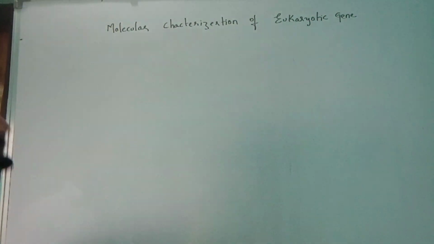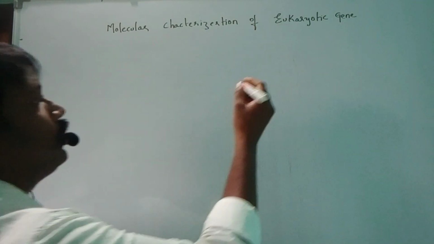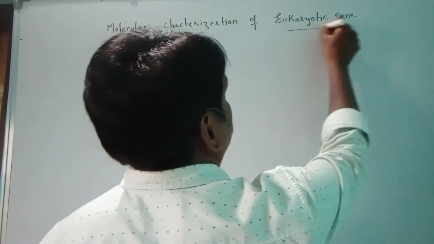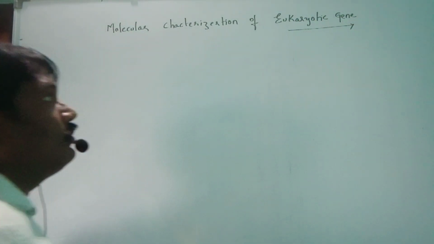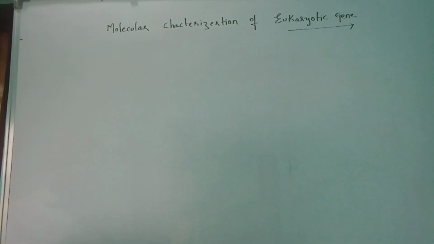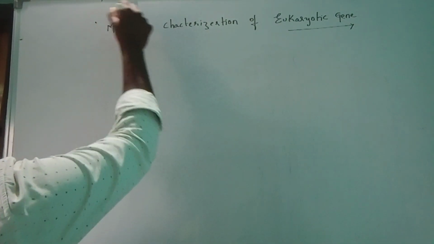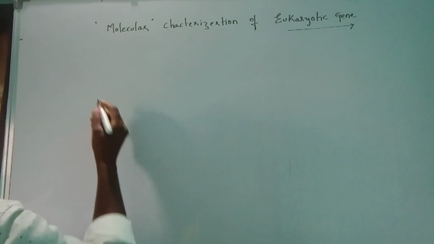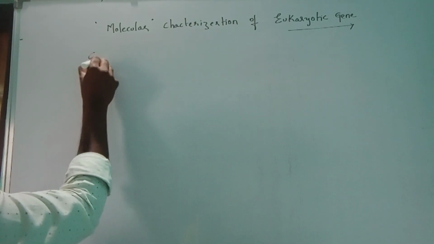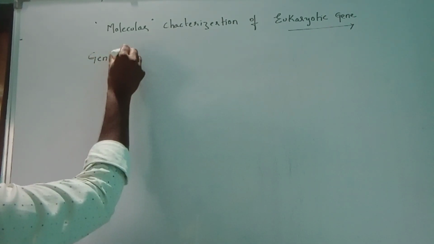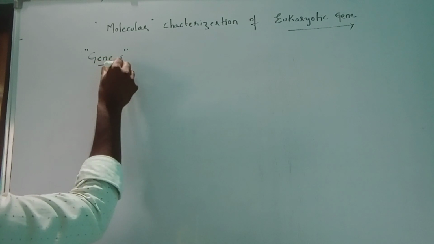Good morning, children. Today we are going to discuss molecular characterization of eukaryotic gene. So, eukaryotic gene means what? Eukaryotic means everybody knows where the nucleus is present, right? At the molecular level, we are going to discuss how the genes are arranged in eukaryotes.